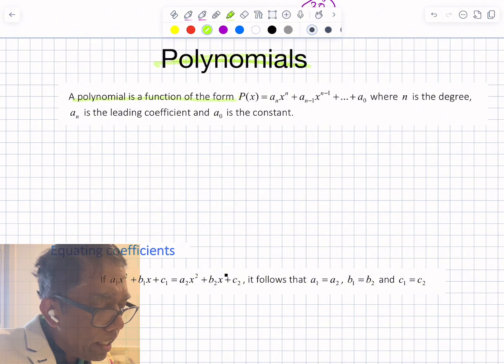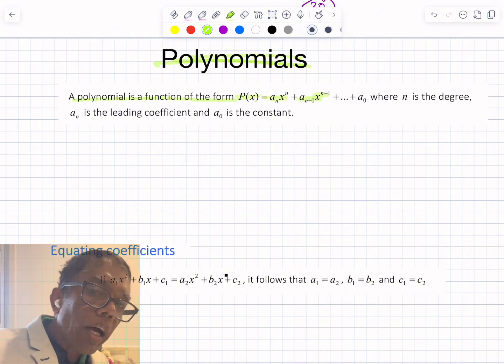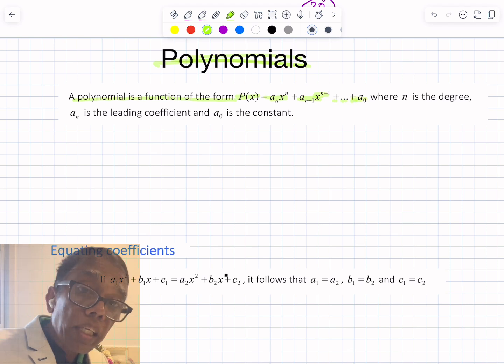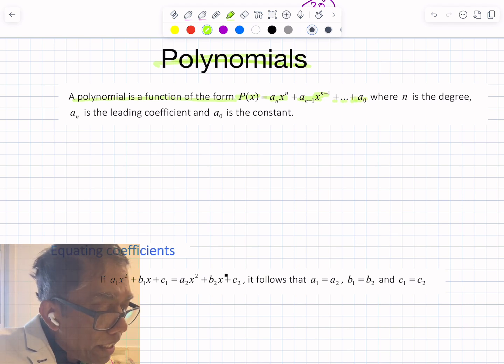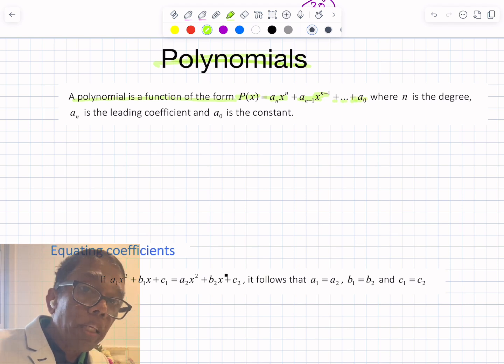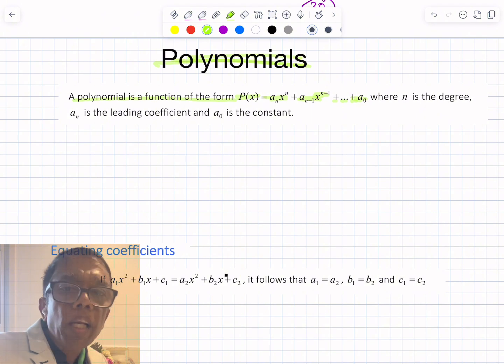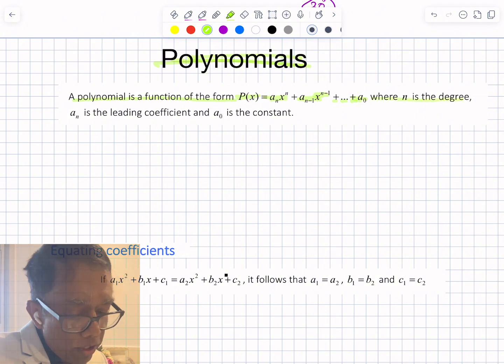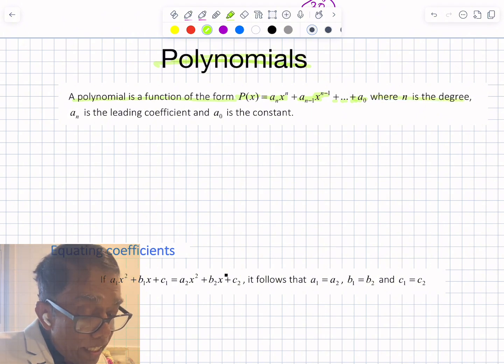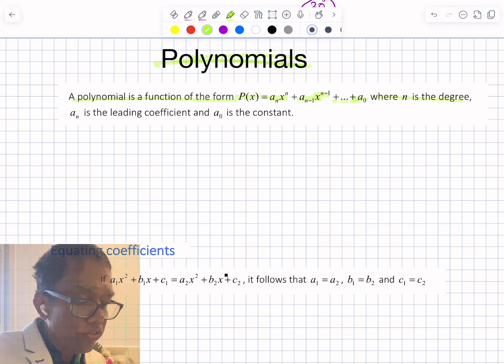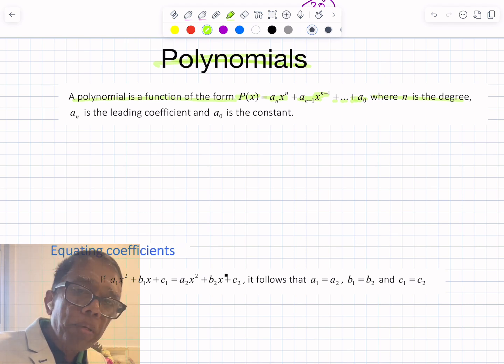until up to a_0, where a_1, a_2, a_3 are real values. n is the degree of the polynomial. The highest power of the polynomial is called the degree of the polynomial. a_n is the leading coefficient of the polynomial, and a_0 is the constant term.